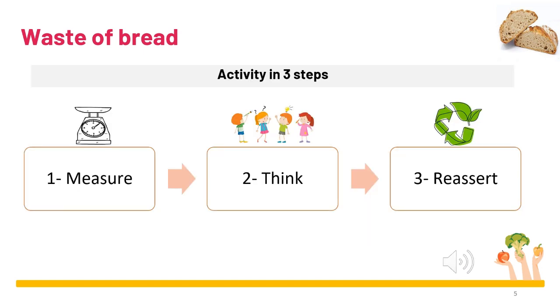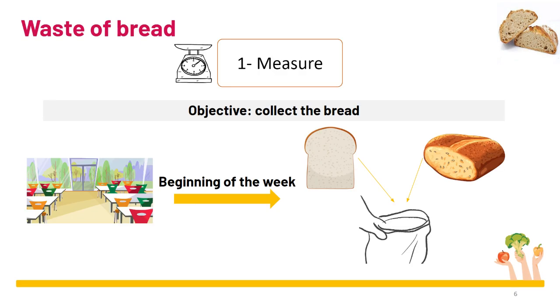This activity has 3 steps. The first one is to measure. It consists in an awareness about wasted quantities through a measurement activity. The second one is to think. It's a reflection on different means to reduce bread waste. And finally, the third one is to reassert, which consists in the realization of an activity to reassert the value of hard bread.